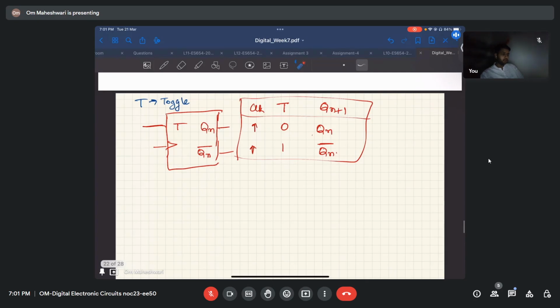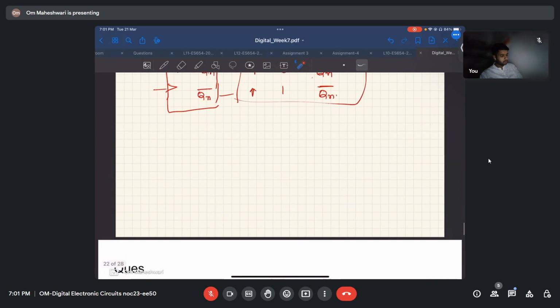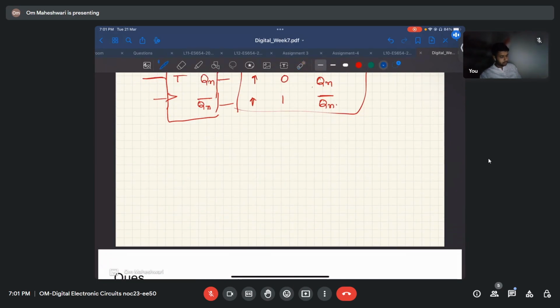Okay, so now we know what a T flip-flop is. Now let us see it connected in cascade. I'll draw what they're trying to say.